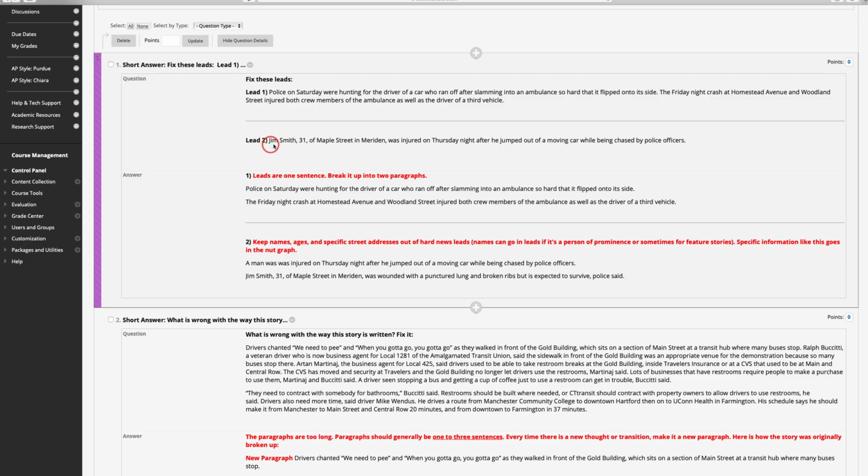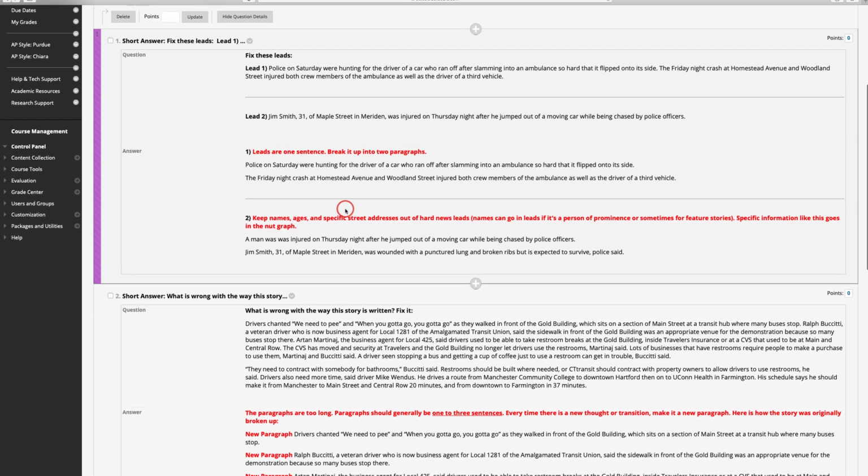Okay, lead two, a little trickier, but as you can see here, you're keeping names, ages, and specific street addresses out of it, especially for a hard news lead. So you don't need Jim Smith, 31, what street they're from, too much information. You don't want to bog the reader down with too many details right away. It's too much for them to process. They're just trying to understand the story to begin with.